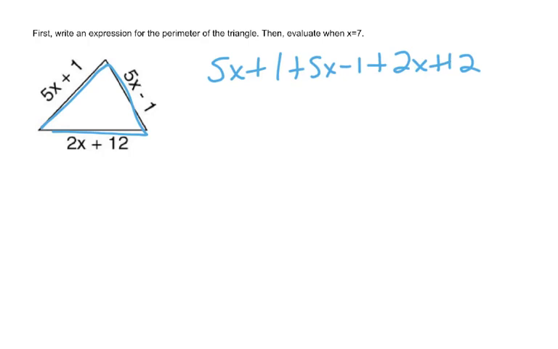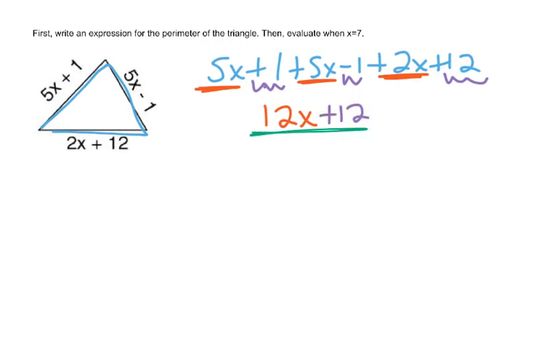All right, so let's see, what do we have for our common terms? All of our x's are like terms. I like to underline and do little squiggles. And then our constants. Let's do our x's first. 5x plus 5x is 10x, plus 2x is going to give me 12x, and then 1 minus 1 is 0, plus 12 is plus 12. So there is your first part of the problem.